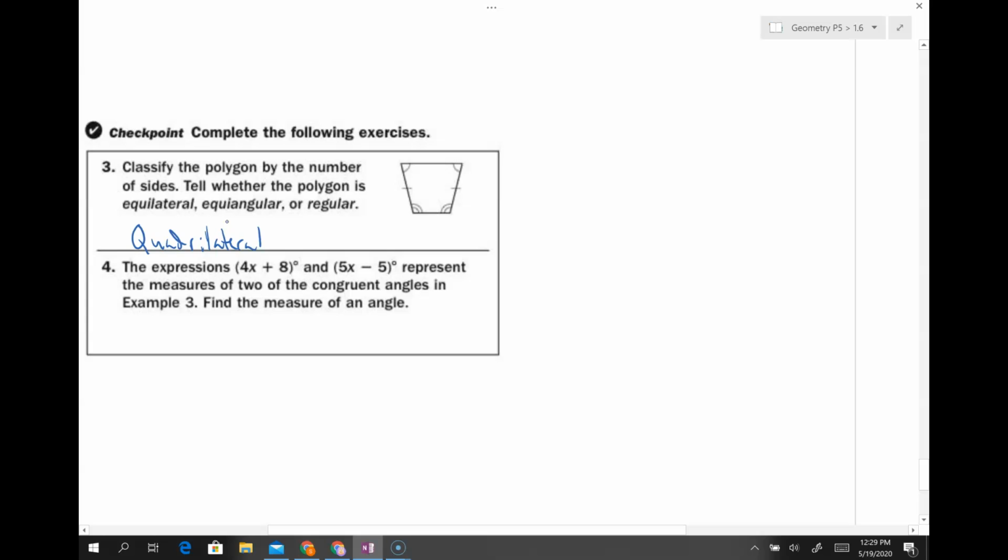The expression 4x plus 8 degrees and 5x minus 5 degrees represent the measure of 2 of the congruent angles in example 3. Find the measure of the angle. Well, if they're congruent, we can set them equal and solve. Okay. So minus 8. x minus 5, x is 13. Okay, so x is 13. So I got to plug into one of them. It really doesn't matter which one.